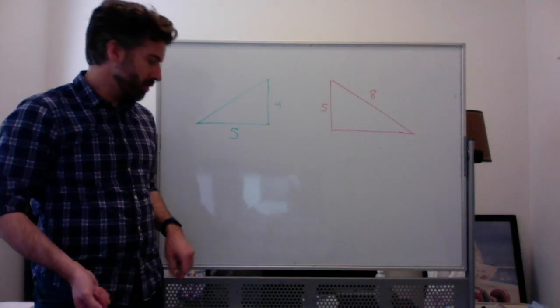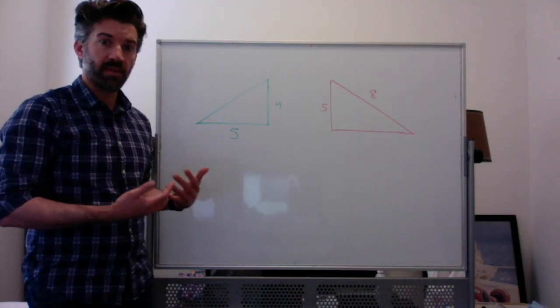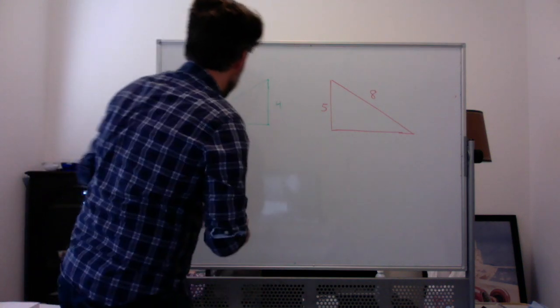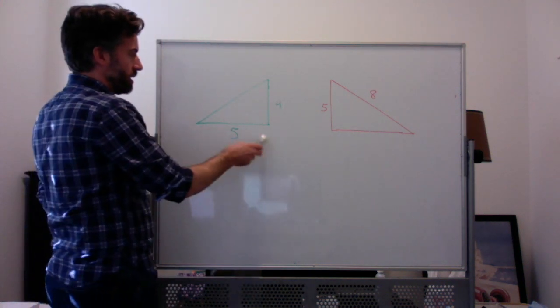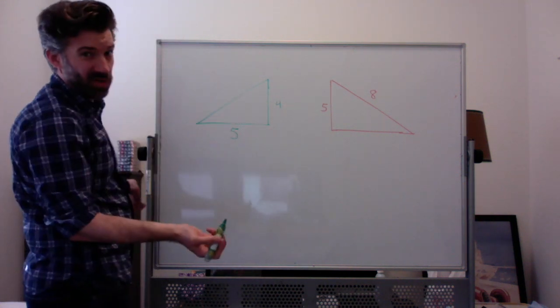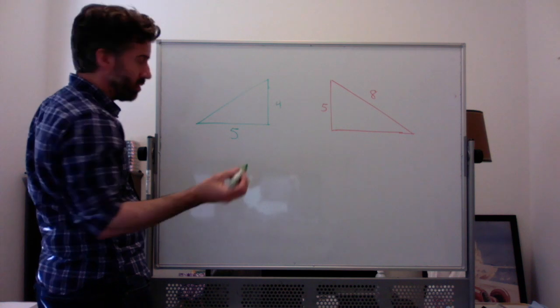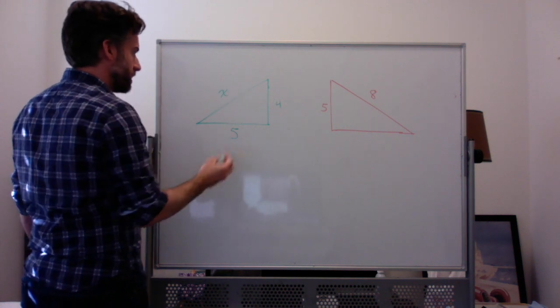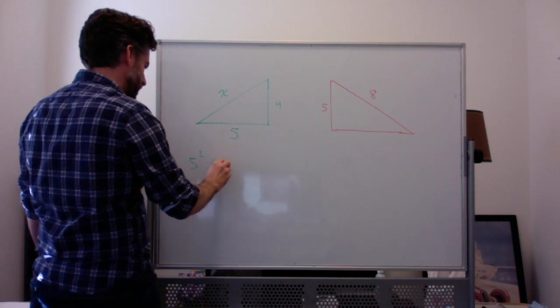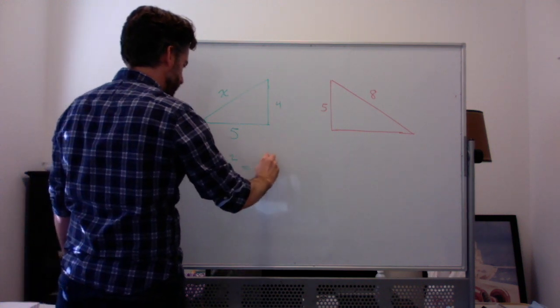Here are a few examples of how to find the length of the missing side in a right triangle using the Pythagorean theorem. So in this first triangle, we have a base and a height of 5 and 4. To find the third side, I'm usually going to call the third side x, although you can use whatever name you want. I'm going to call this x, and I'm going to say 5 squared plus 4 squared equals x squared.